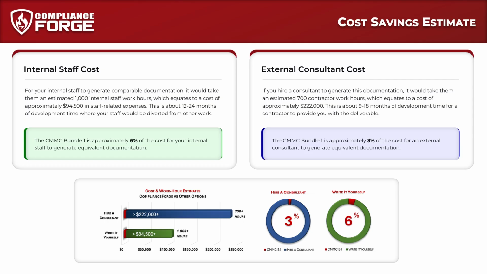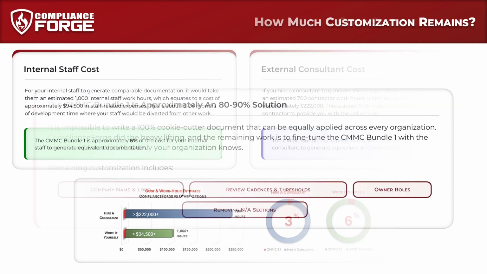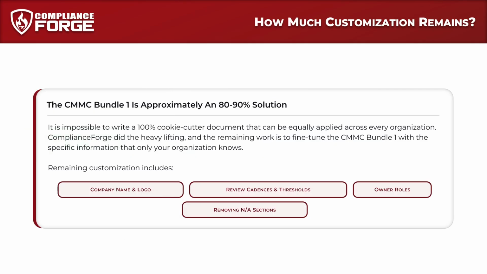The CMMC Bundle 1 is approximately 6% of the cost for your internal staff, and approximately 3% of the cost for an external consultant to generate equivalent documentation. The bundle itself is $3,000. How much work is left for you? ComplianceForge aims for approximately an 80 to 90% solution, because it is impossible to write a 100% cookie-cutter document that can be equally applied across every organization.